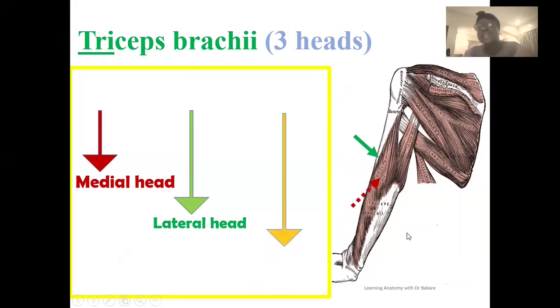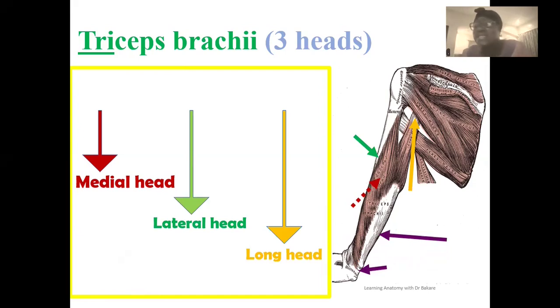Then the last head is the long head, which is actually long, and this is what is arrowed here in yellow. If you look at the long head, you see that it is longer, and this is what is arrowed here at this point. And we know that these three heads will finally descend inferiorly, where they will come together to form a common tendon at this point and finally be inserted on the olecranon process of the ulna. We already also highlighted this in our previous slide.